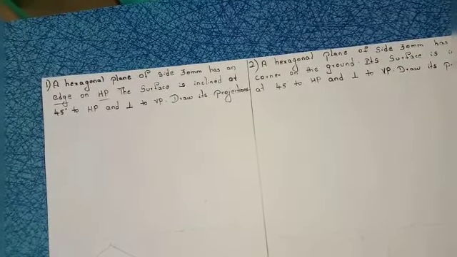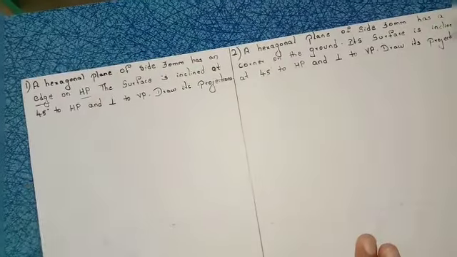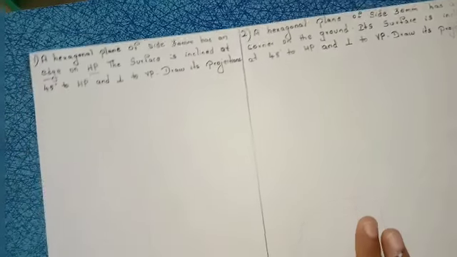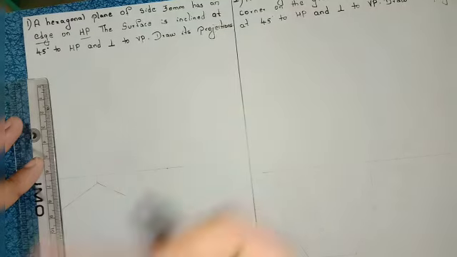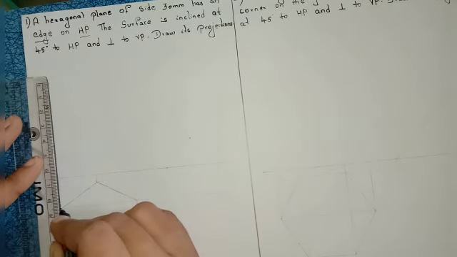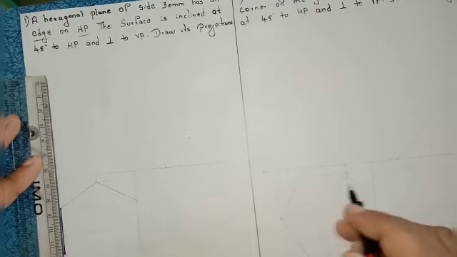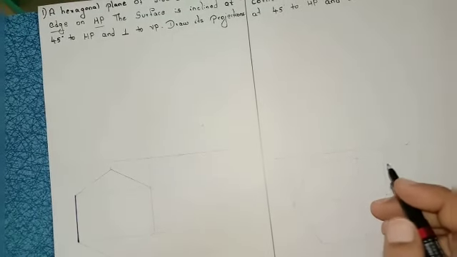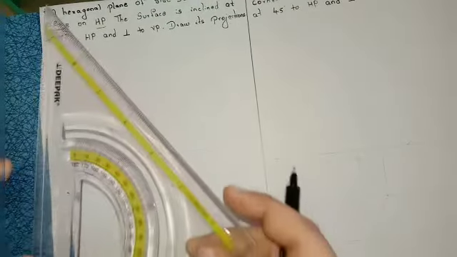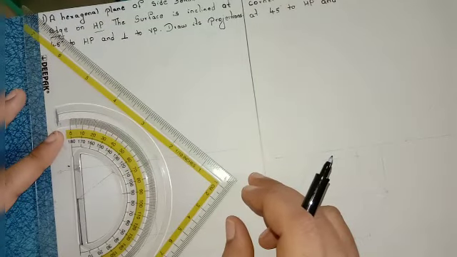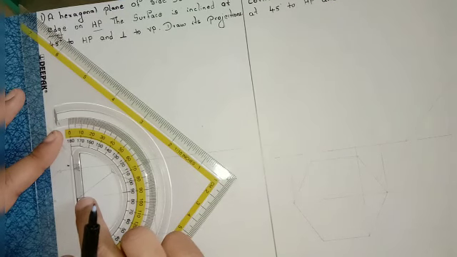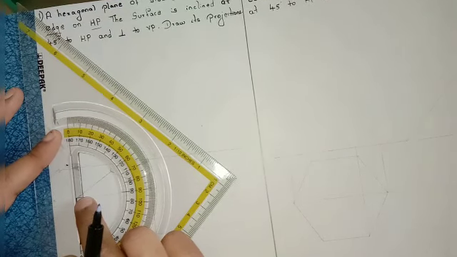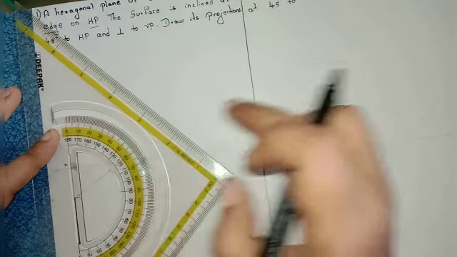First of all, you have to construct the hexagon of length 30. Condition is edge on HP, so on HP I have to construct. Below the reference line I am taking 30. Then next, I am keeping my protractor on this line. See how I am keeping my protractor. From this point, how much is the angle for a hexagon? 120 degrees. Mark 120 degrees here.